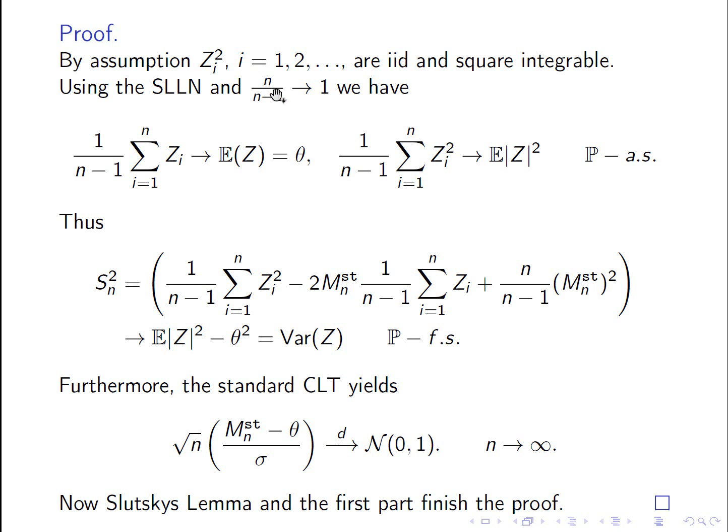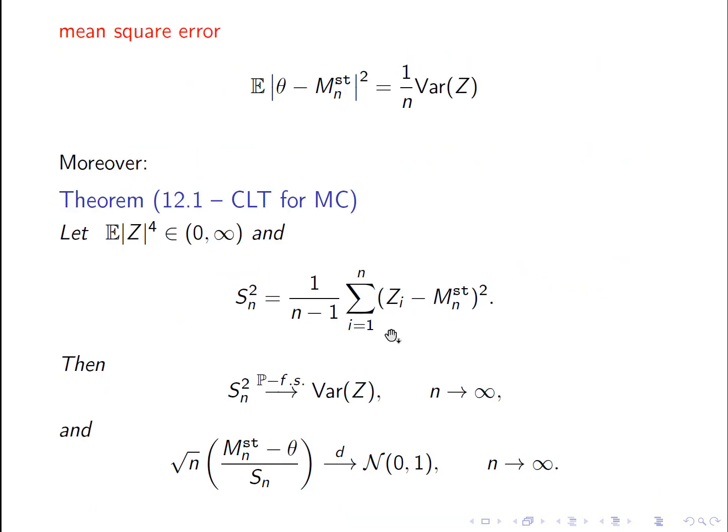n divided by n minus 1 converges to 1. And so we can replace 1 divided by n by 1 divided by n minus 1 here, and the almost sure convergence still holds. Okay, so we have these two almost sure convergences. We want to say something about this quantity here. And here we have a square, and the first thing one can do is to multiply the square out.